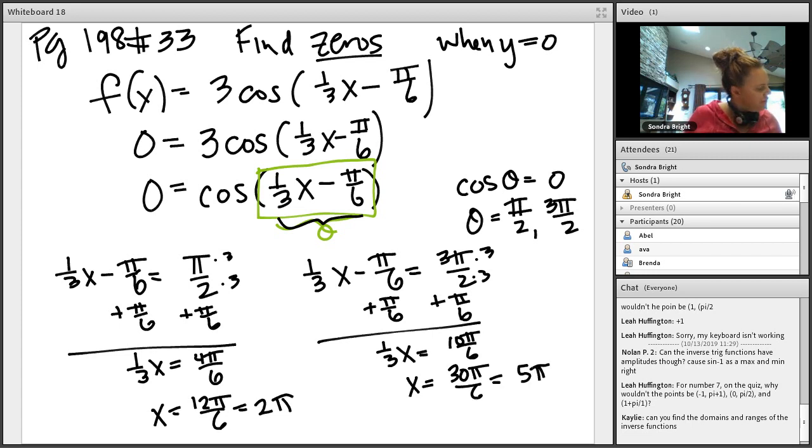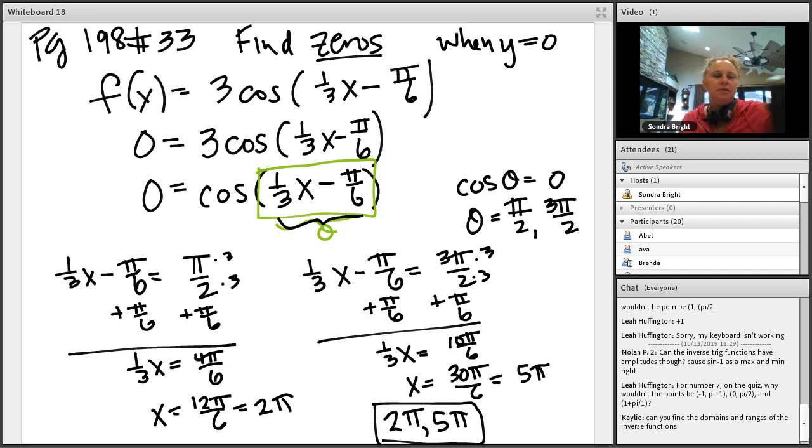Your book gave all of the zeros, so what did they say? 2 plus 3k times pi. Yeah, 2 pi and 5 pi. We're going to just ask you for 2, so this is good enough. Set it equal to 0 and then do that. That'll be good. All right.